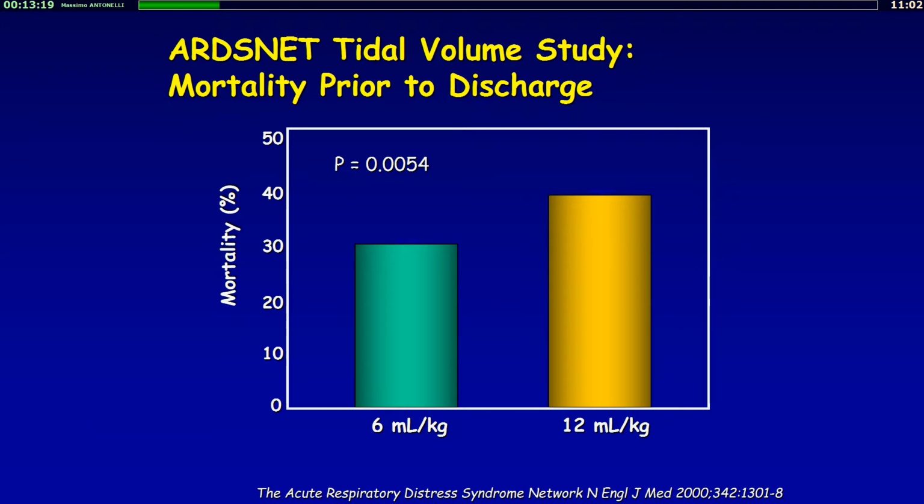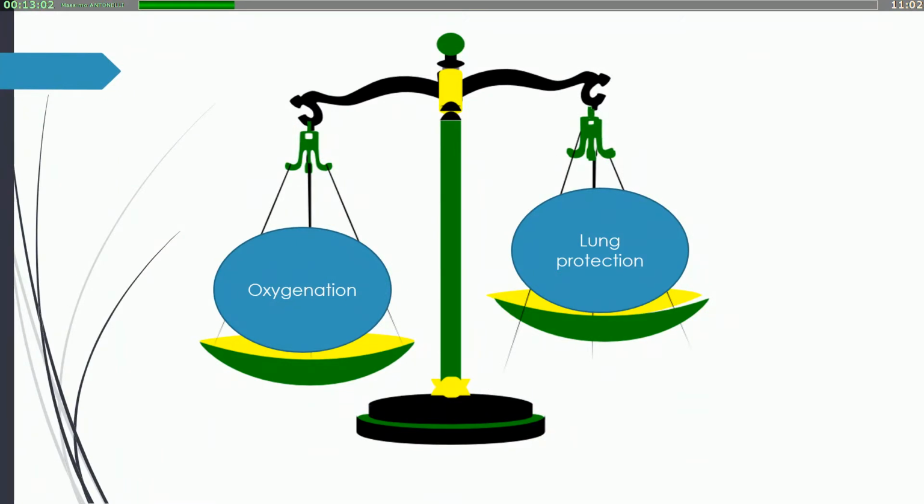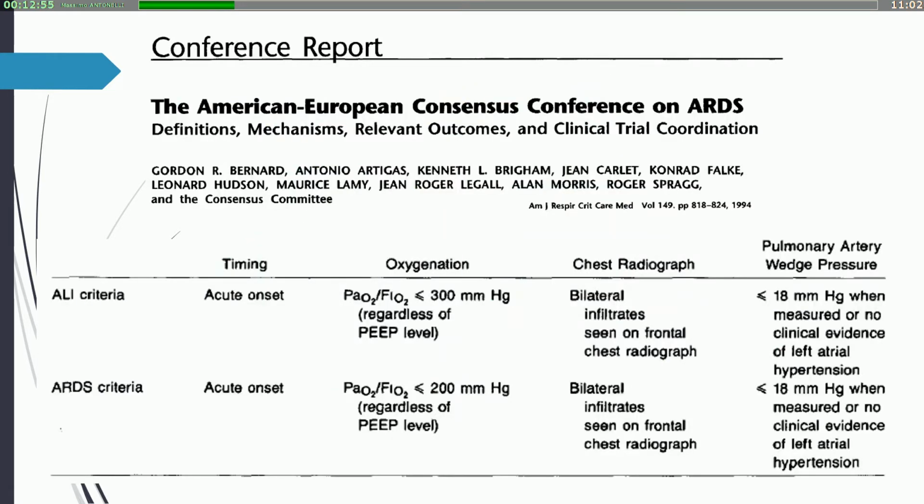Then we jump to changing the concept, to the modern concept of the low tidal volume. The famous NIH trial showed that a decrease in the tidal volume may give a benefit in terms of mortality. But indeed, looking at the history, there was always a balance between the concept of oxygenation and the concept of lung protection. And oxygenation is indeed one of the major points that characterize also our way to define the ARDS over the years.